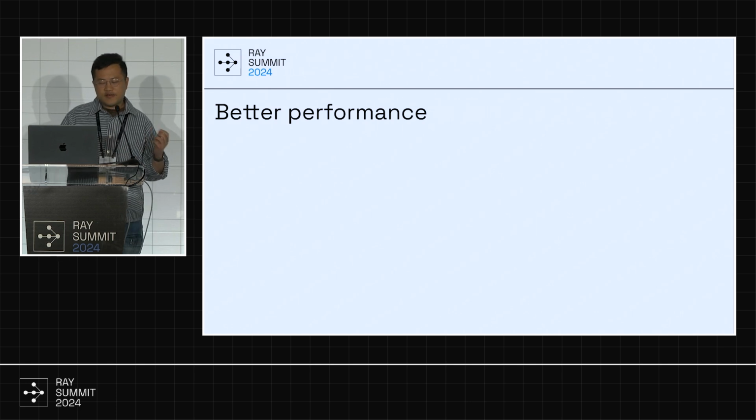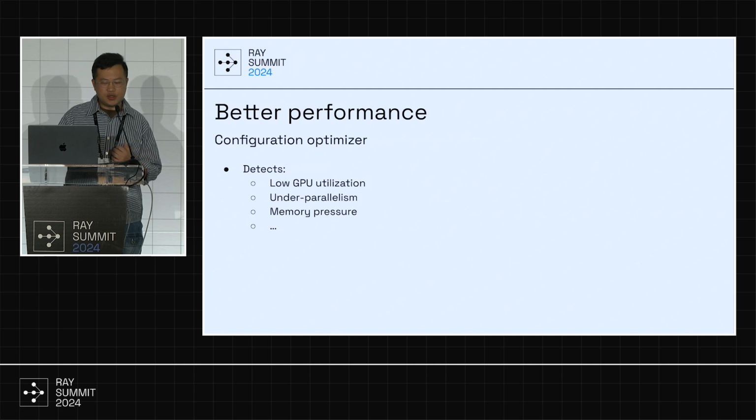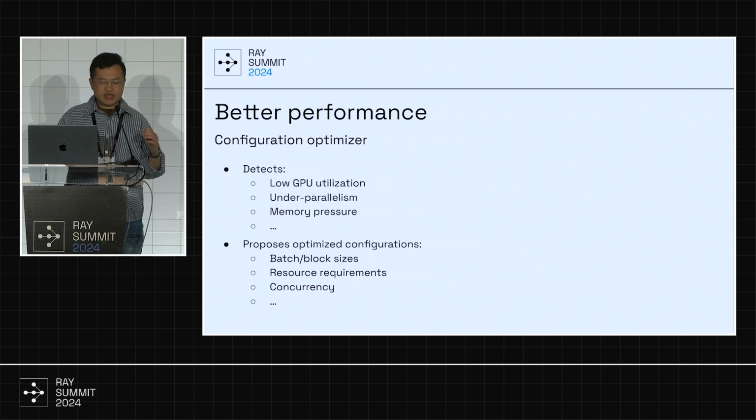First of all, speaking of performance, one of the biggest pain points for many beginner users is optimizing the configuration. If the configuration is not correctly set, it can lead to performance or even reliability issues, for example, low GPU utilization, under-parallelism, or high memory pressure. So RayTurbo Data offers a configuration optimizer that can automatically detect some common issues and propose suggestions to help users optimize the corresponding configurations to fix these issues.